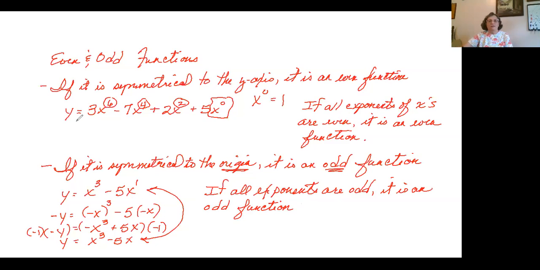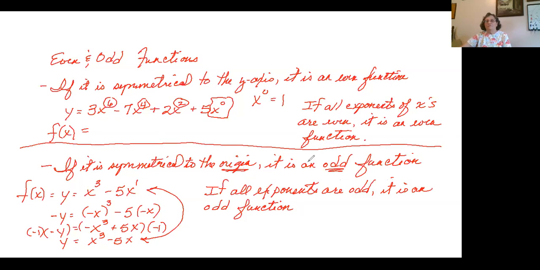Now this applies when it is solved for y, so that you can put it in function notation. There are relations that are not functions that are symmetrical to the origin, but they wouldn't be considered odd functions because they're not functions. So this relates only to functions. So if it's symmetrical to the y-axis, it's an even function. If it's symmetrical to the origin, it's an odd function. Anything else would be considered neither. Either it's not symmetrical to either of these, or it's not a function.